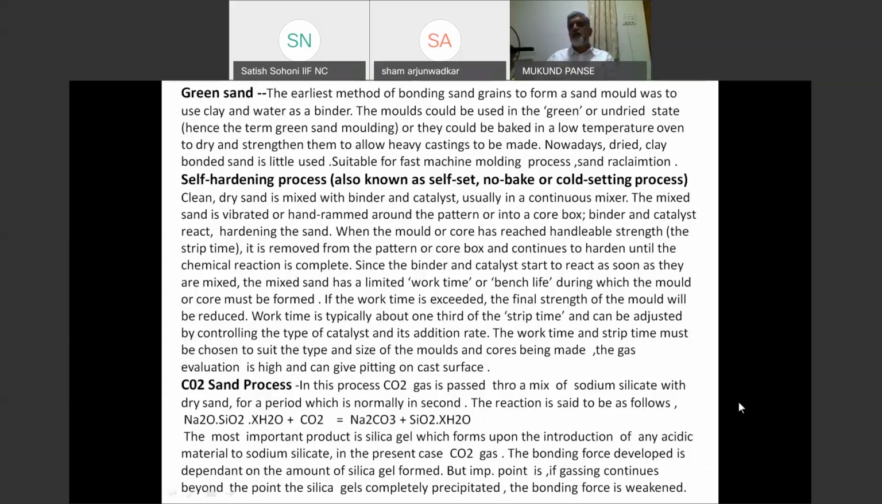It is most convenient for machine molding applications like jolting, squeezing, ramming, Harman machines, sand slingers, or turntables, because it is very fast. You can ram the sand and the mold can be stripped. The mold is ready.